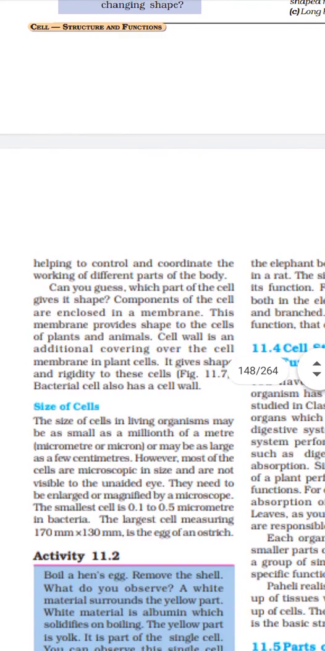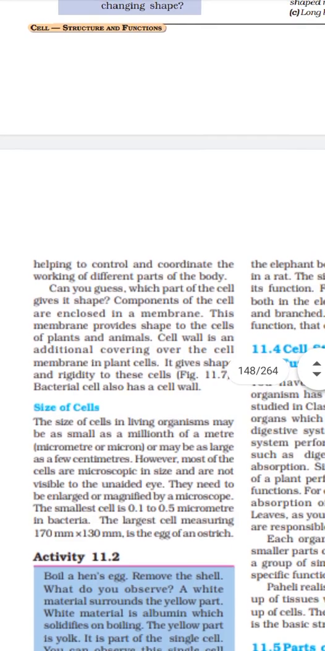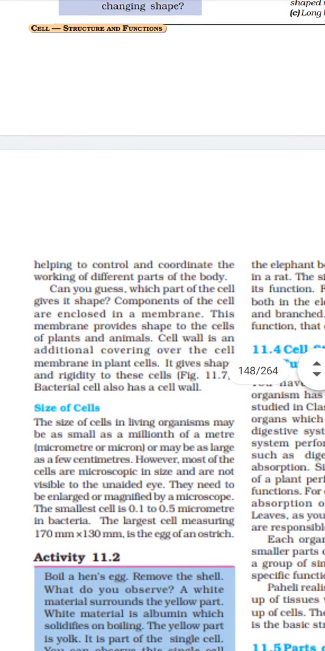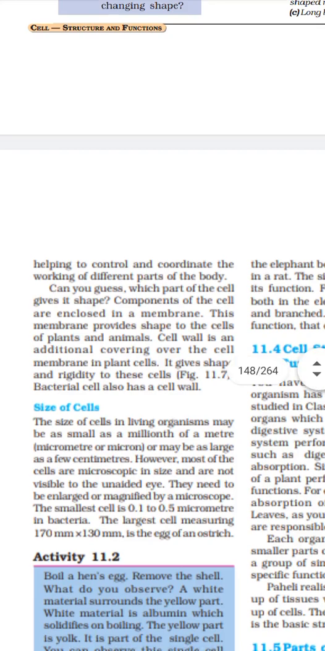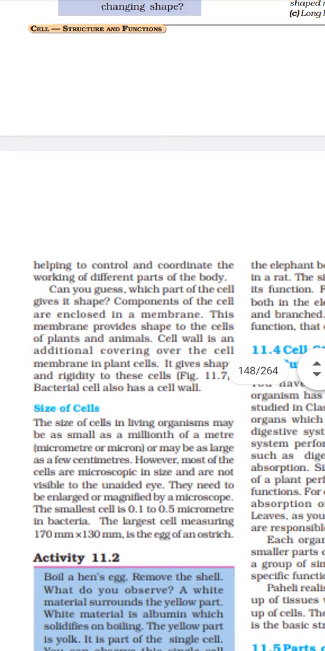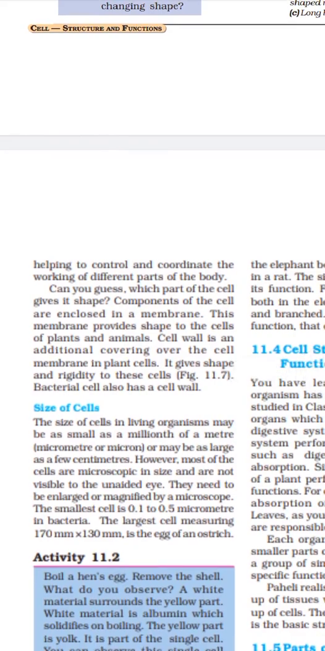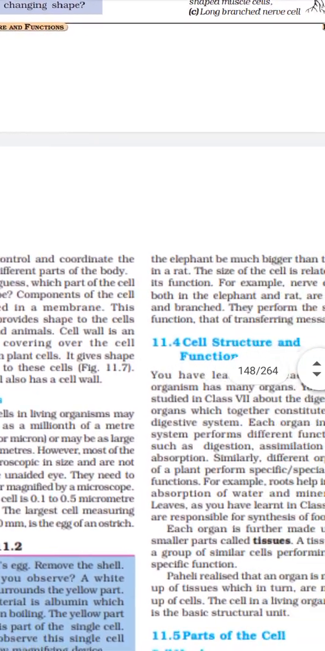The size of the living organisms may be as small as a millionth of a meter, maybe as large as few centimeters. However, most of the cells are microscopic in size and are not visible to unaided eye. They need to be enlarged or magnified by a microscope. The smallest cell is 0.1 to 0.5 micrometer in bacteria. The largest cell is the egg of an ostrich, 170 millimeter to 130 millimeter.